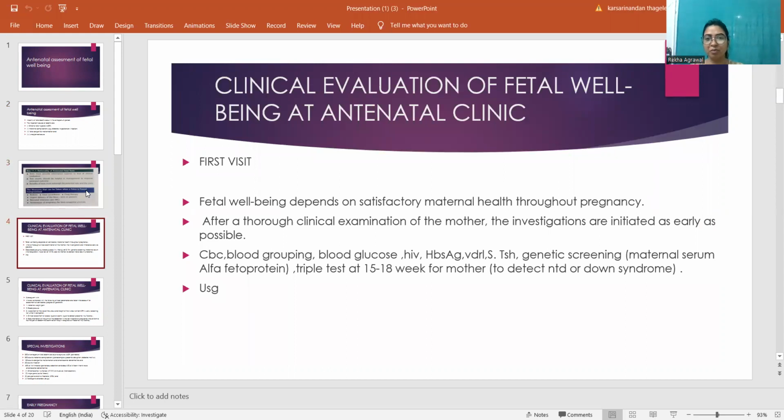Clinical evaluation of fetal well-being at the antenatal clinic. First visit. Fetal well-being depends on satisfactory maternal health throughout the pregnancy. After a thorough clinical examination of the mother, the investigations are initiated as early as possible. CBC, blood grouping, blood glucose, HIV, HBsAg, VDRL, serum thyroid stimulating hormone, then genetic screening, which is done in the first and second trimester, maternal serum alpha fetoprotein, triple test at 15 to 18 weeks for the mother to detect NTD or Down syndrome, and sonography.